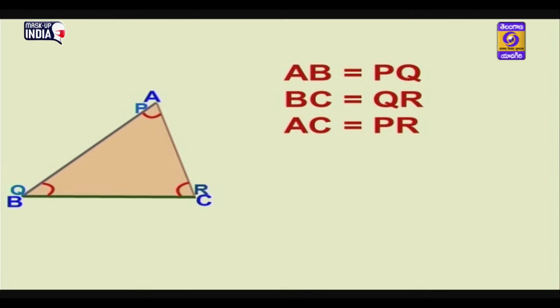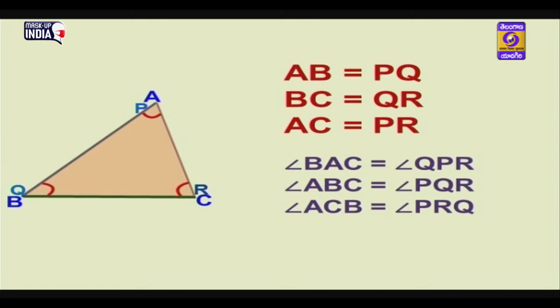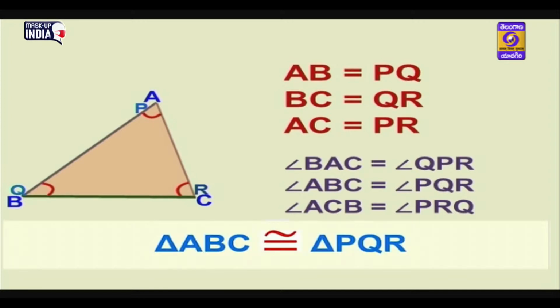Similarly, the corresponding angles of these two triangles are also equal in measure. Angle BAC is equal to angle QPR. You can observe angle ABC is equal to angle PQR. Even the third angles of these triangles are equal in measure. So, we have the corresponding sides equal and also the corresponding angles equal in these two triangles. We say that these two triangles are congruent as they have corresponding sides equal and corresponding angles equal as well.